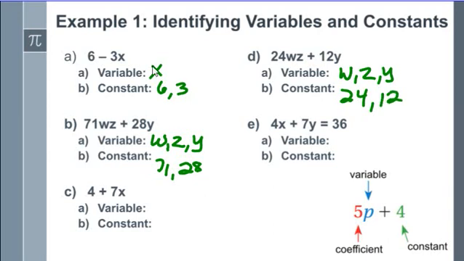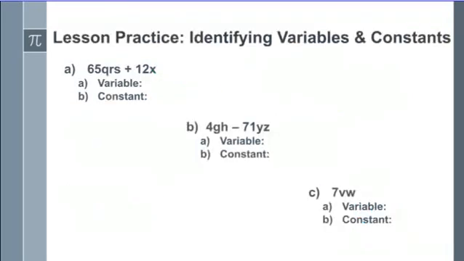So this is just giving you an example of how you can identify your variables and constants in an expression. Let's look at some other examples here, but these are still the same thing. So we'll do one more on this slide. Let's go with letter C. My variables here are v and w. And my constant, my only number, is 7.